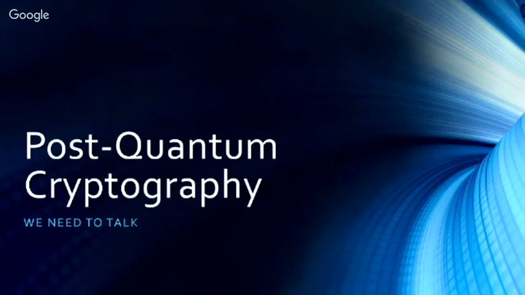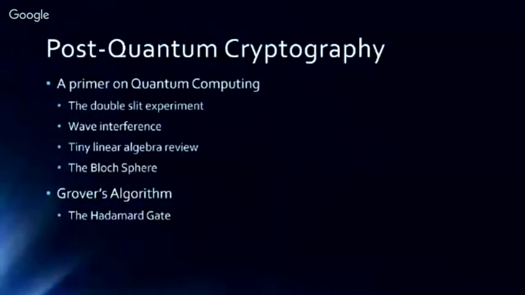But post-quantum cryptography, we need to talk. Why? So this is a brief overview of what we're going to be talking about. We're just going to go over a primer on quantum computing, double slit experiment, wave interference, small linear algebra review, Bloch sphere, Grover's algorithm, and I actually don't have it on here, but I'm also going to talk a little bit about lattice cryptography.